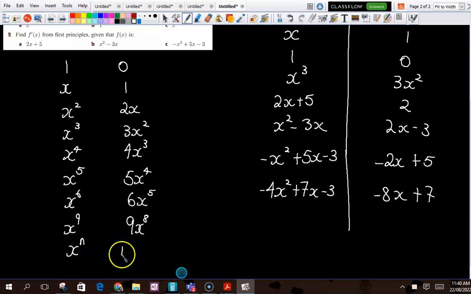You're putting the power out the front, and then what are you doing to the power? You're taking one away. Look up the top of the purple one. You've just come up with your rule for finding the derivative at a particular point, how to get the function. So you don't have to do the whole first principles anymore.